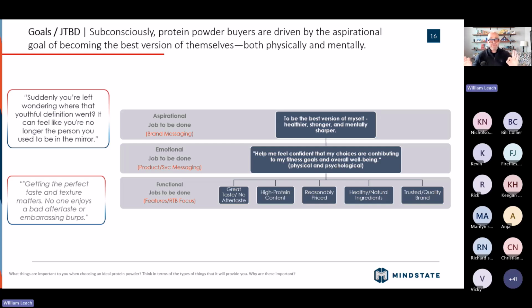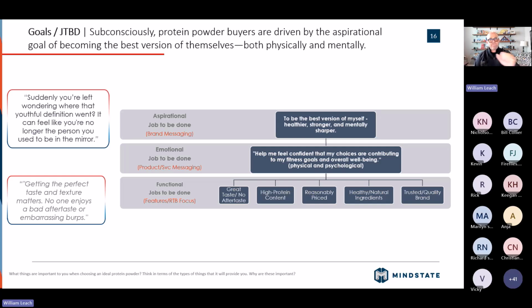Now, the reason why I like aspirational goals is that that's where you want to focus your brand positioning or your brand messaging. Why? It's because every time that person has that aspirational goal come to mind, I want them to think about your brand. That's the best place to create brand positioning. It's to relate your brand or associate your brand with people's aspirational goals for themselves, especially in your category.